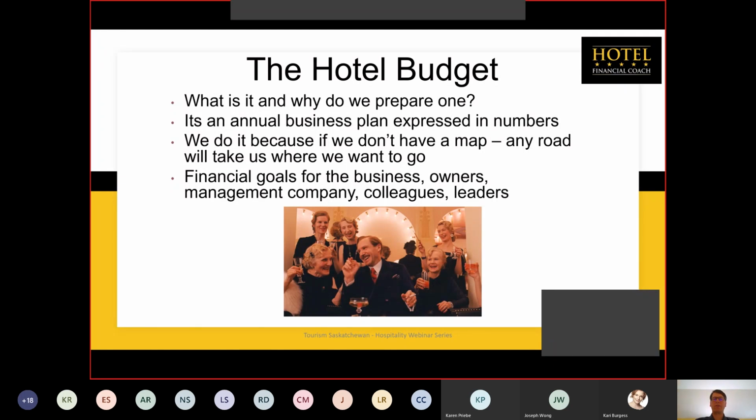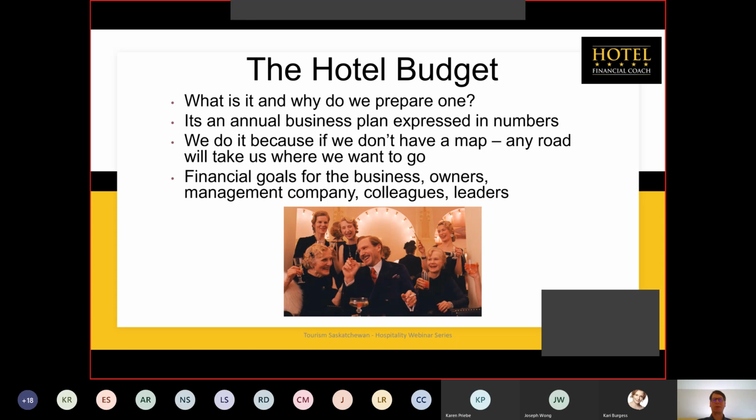And that's really a dangerous way to go when it comes to managing your business. But the budget will allow you to create goals for your business and share those goals with the owners, the management company, also the colleagues and leaders, and create a plan that's going to allow a greater measure of control inside of your business.